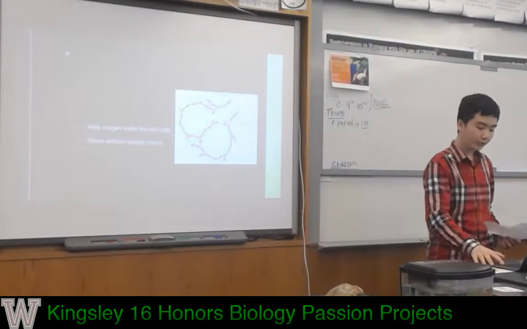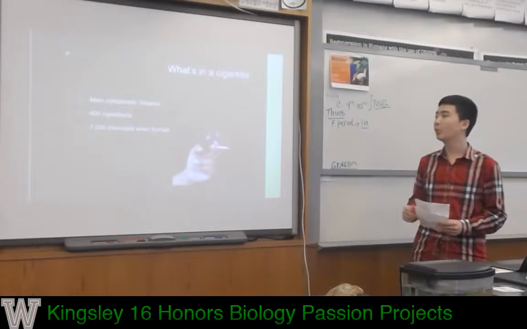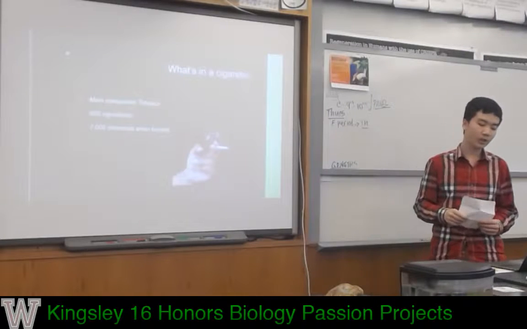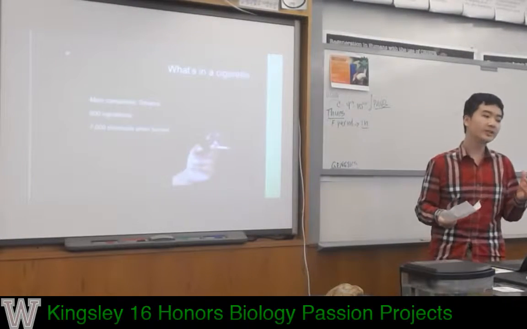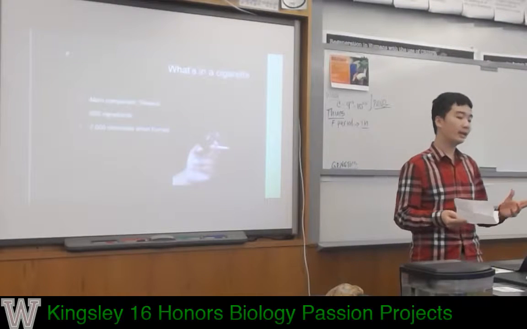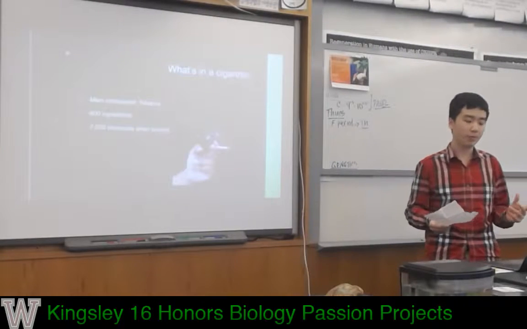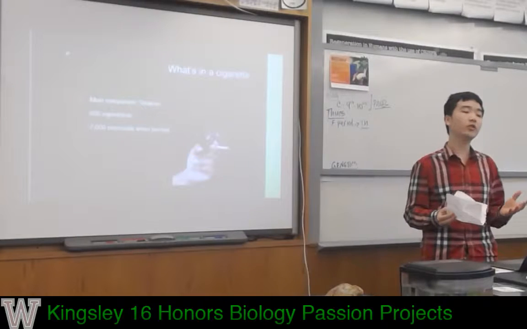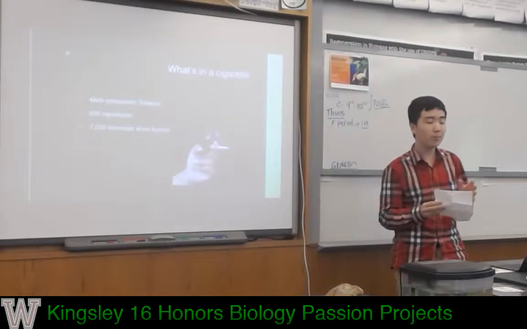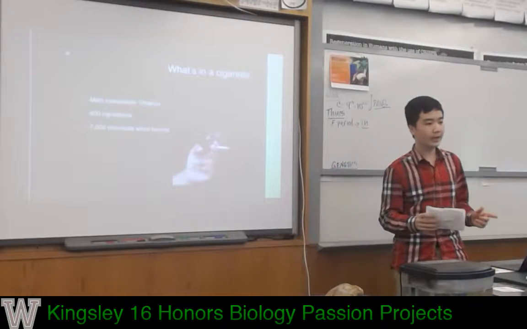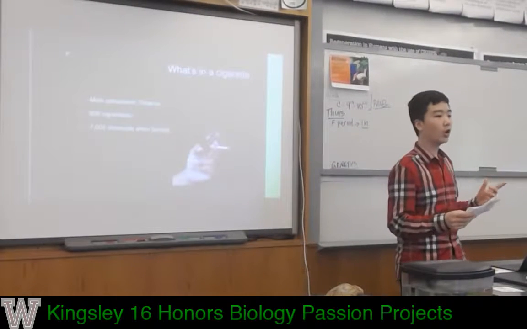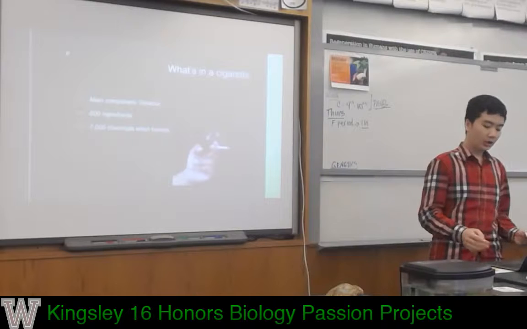And then I shifted gears to search for some information about what a cigarette is. The main component of a cigarette is tobacco. It contains 600 ingredients and over 7,000 chemicals when you burn it. There are also a lot of poisonous elements like ammonia and lead. Lead is an element found in the earth's crust, and it will also cause kidney damage.